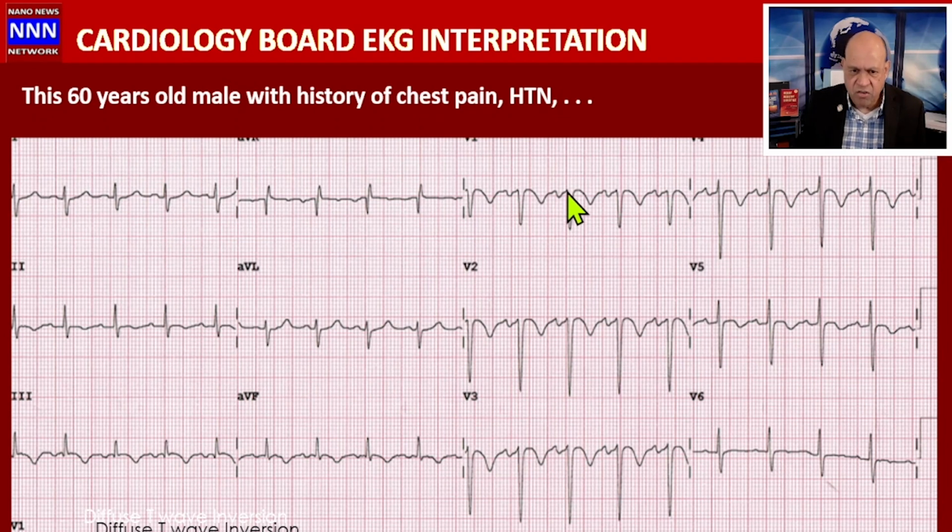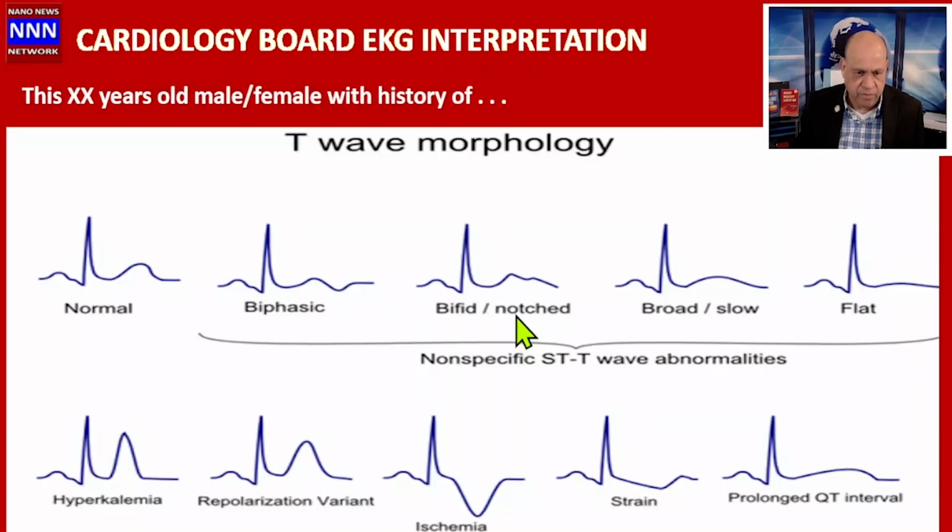abnormalities, and loss of R waves anteriorly, even though there's no QS complex here, but there's no box for checking loss of R wave. You can say it could be old anteroseptal myocardial infarction, but these T-wave changes are suggestive of ischemia.